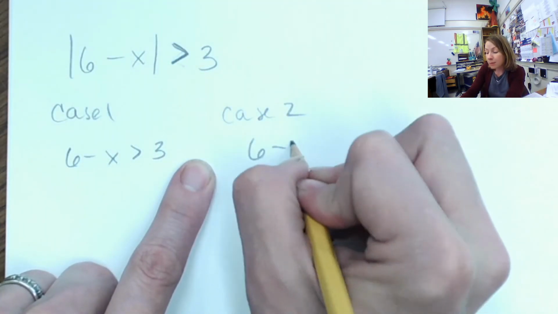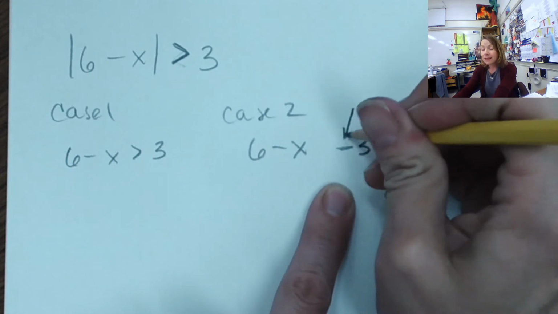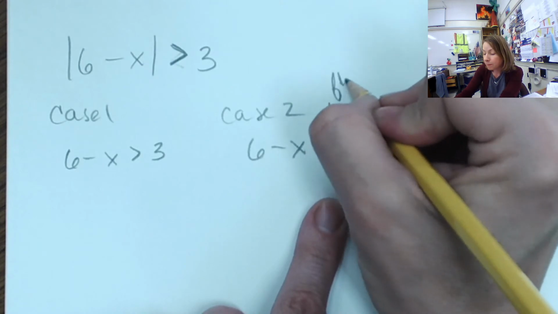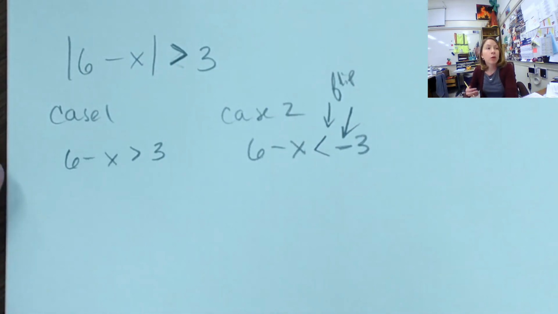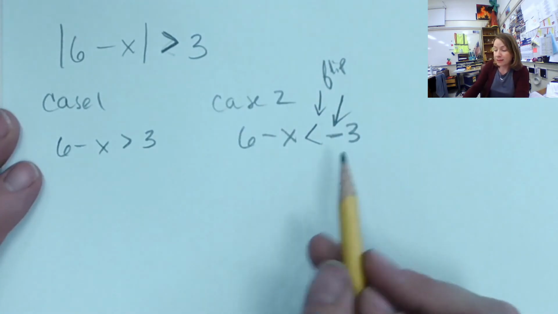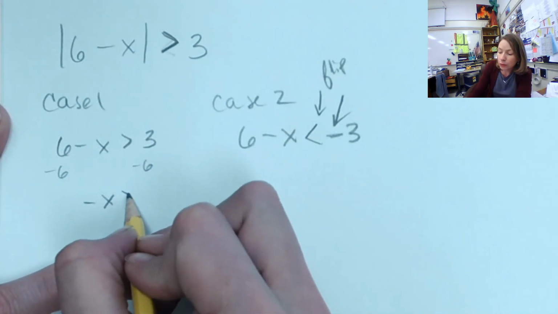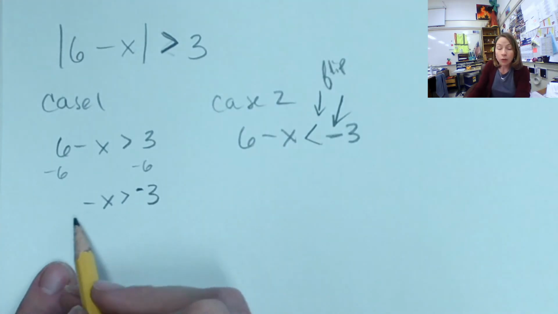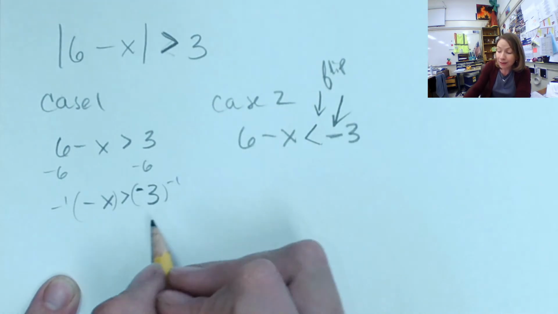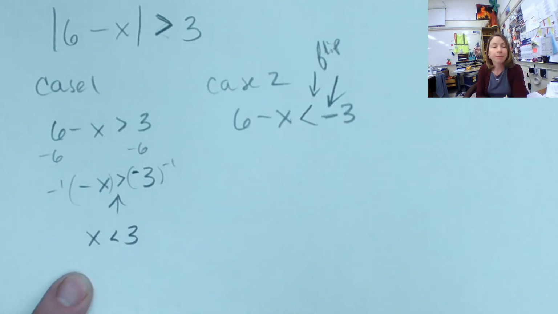Case 2, I drop my absolute values. But remember, I'm going to be doing something with a negative number. I did something to make that a negative. So now I'm going to flip my sign. Anytime that you're looking at these absolute value inequalities, you're going to be flipping that second one around. So now I can solve both of these. I'm going to subtract 6 from both sides. So negative x is greater than negative 3. In order to fix this, I have to multiply everything by a negative. If I'm multiplying it by a negative, I've got to flip my sign again. So I've got x is less than 3.